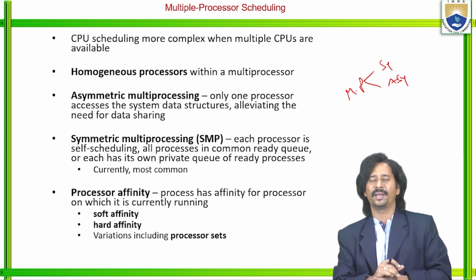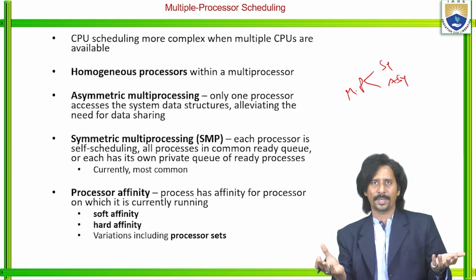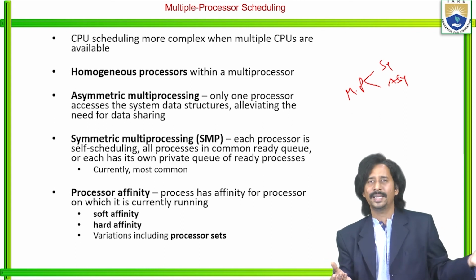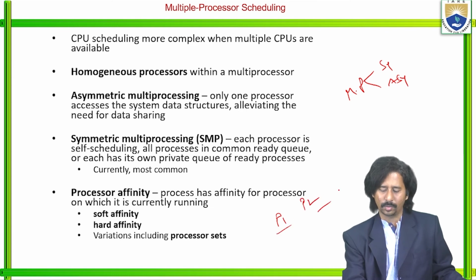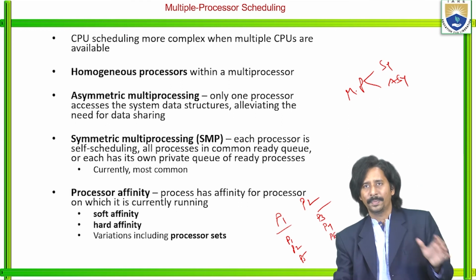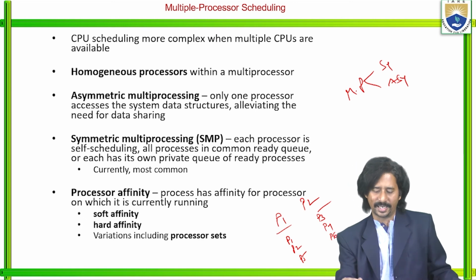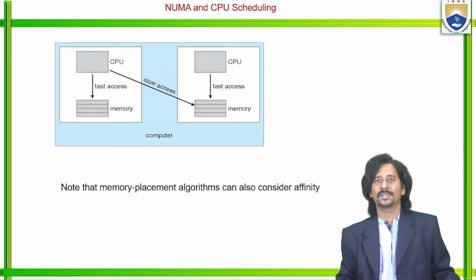Then here, the processor affinity. That means the process has affinity for the processor on which it is currently running. Because I am having two processors, like capital P1 and capital P2. I am having the processes like P1, P2, P5 here. Here, P3, P4, P6 here. So the process has affinity for the processor on which it is currently running. So P3, P4, P6 are currently running on P2, whereas P1, P2, P5 are currently running on the processor P1, right? So that is represented here, the processor affinity.